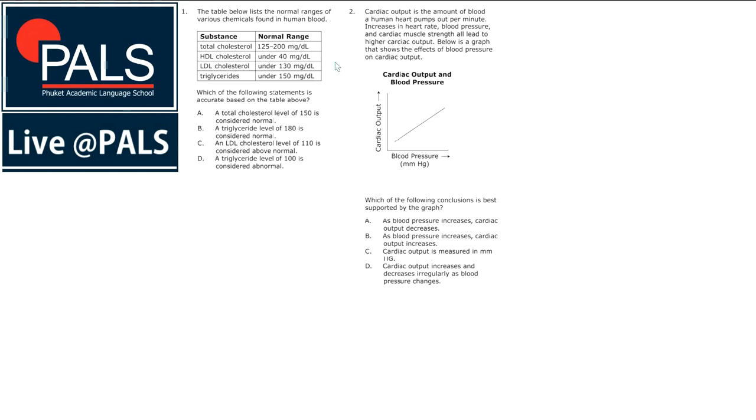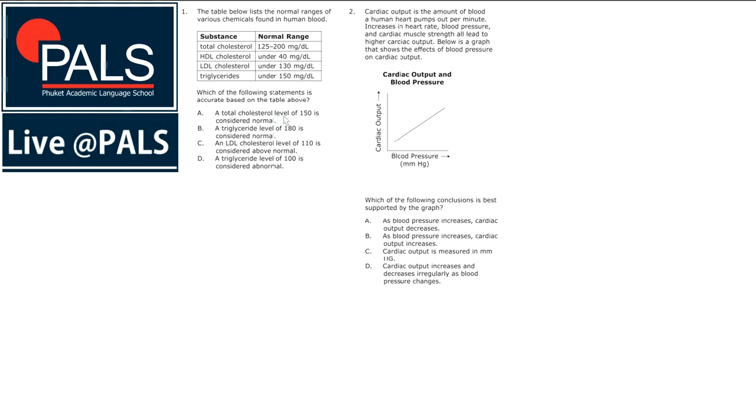Let's get started. The table below lists the normal ranges of various chemicals found in human blood. We have total cholesterol, HDL and LDL cholesterol, and triglycerides, and their milligrams per deciliter of blood. Which of the following statements is accurate based on the table above?